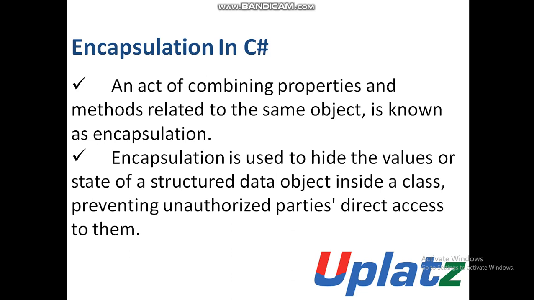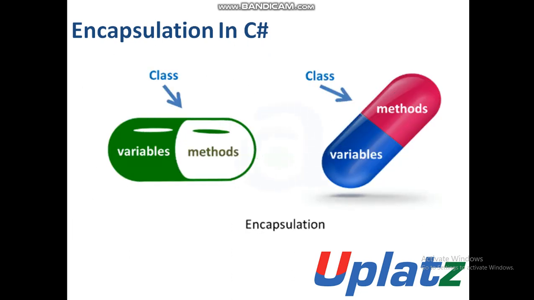Why do we need encapsulation? In order to avoid direct access by unauthorized parties, and also to hide the values, so hiding of data. Encapsulation is a process of binding data members and member functions into a single unit. Encapsulation is a way of wrapping data into a single unit called a class. Through encapsulation we can protect our data.